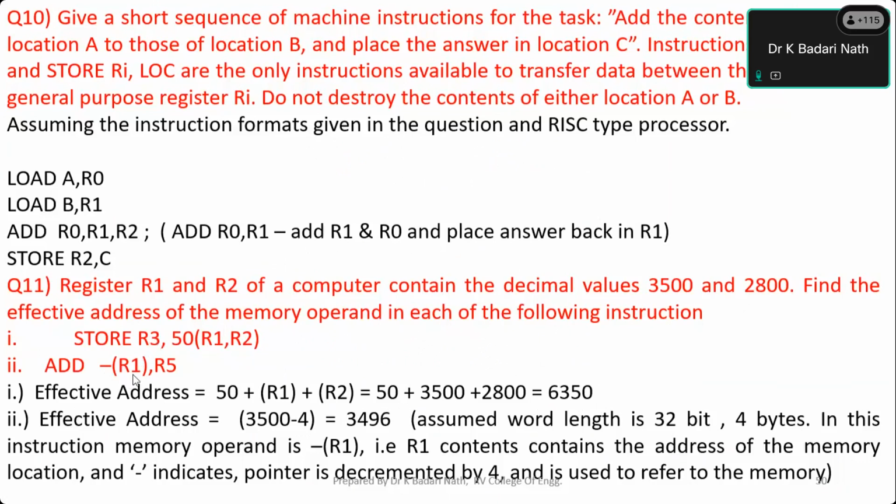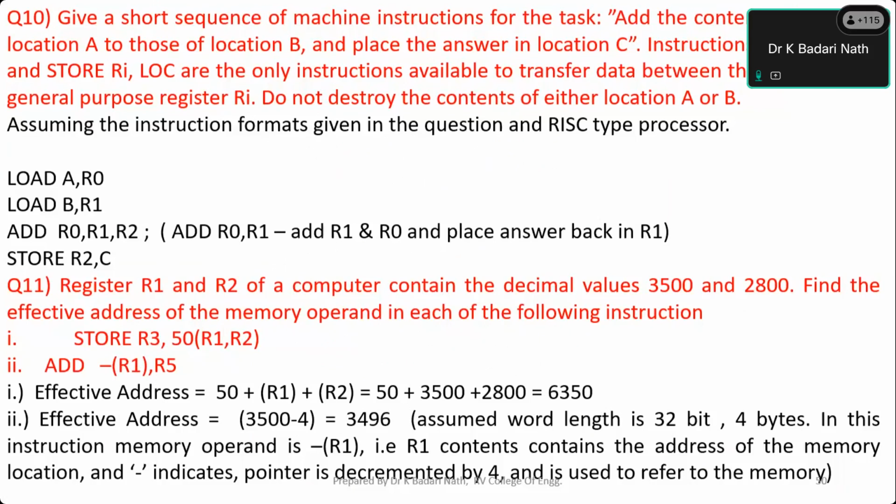Look at the next one, minus (R1), R5. When I say minus before any of the indirect addressing modes, what does that mean? It's a pre-decrement. We have to decrement that by 4, and then the R1 contents have to be used as an address. So that value will be added to R5.